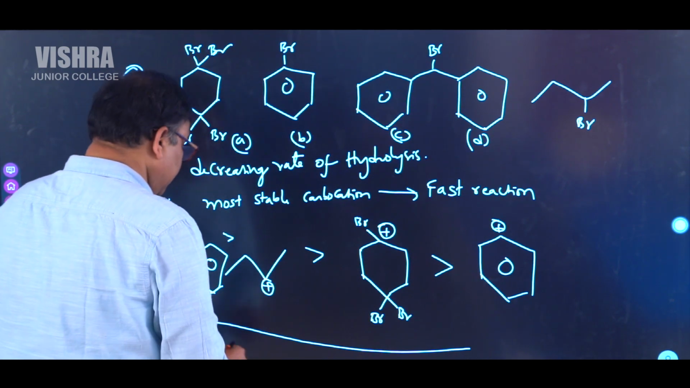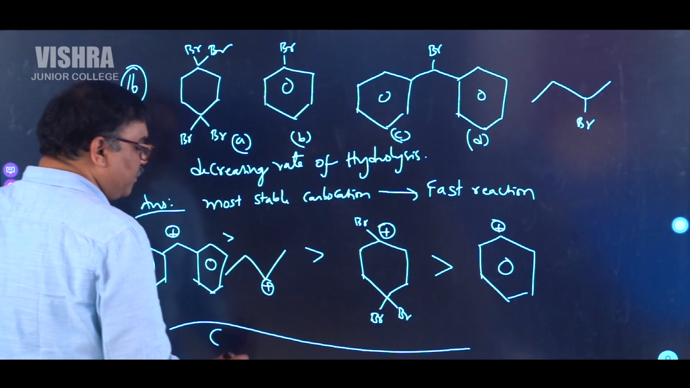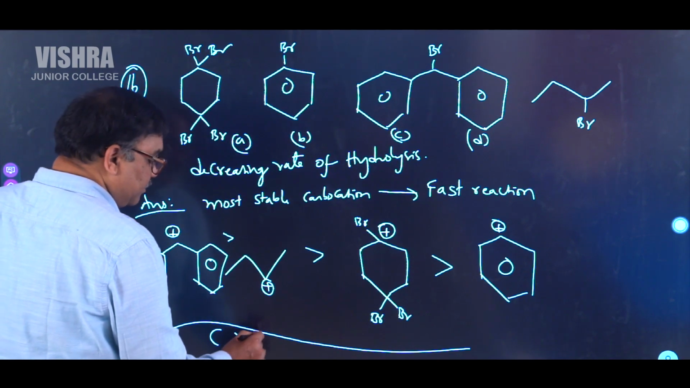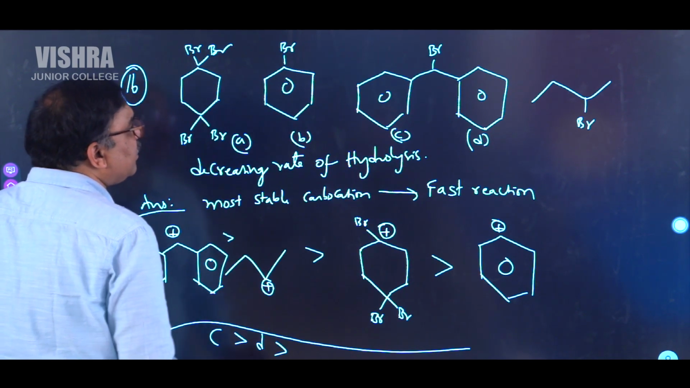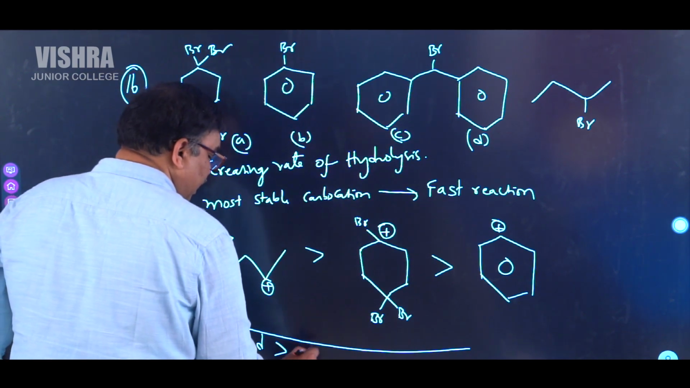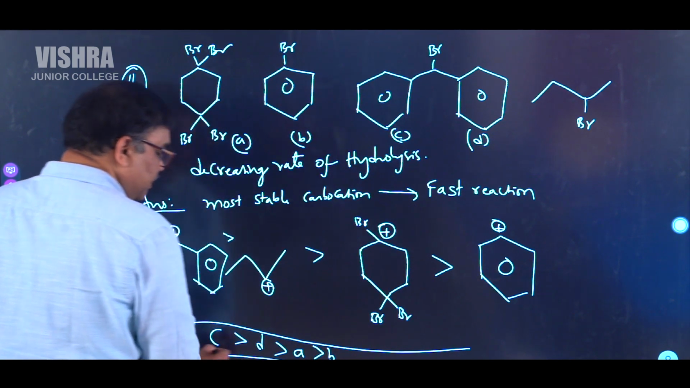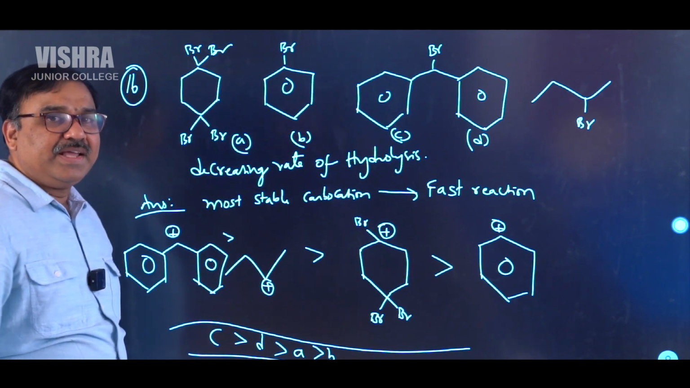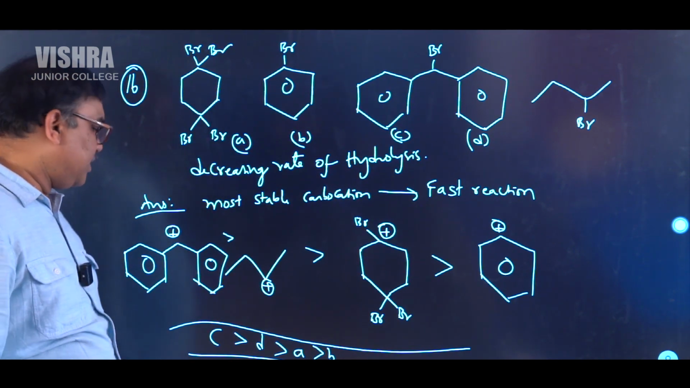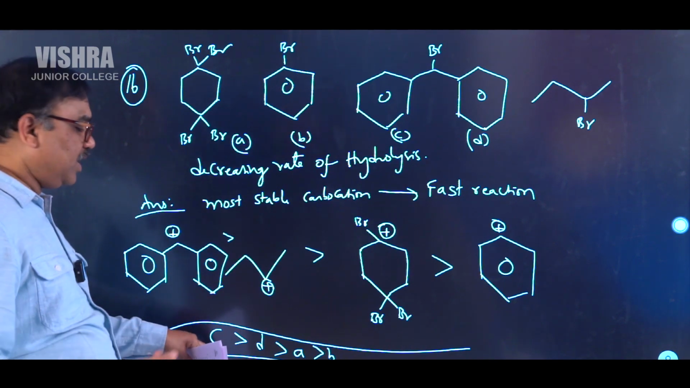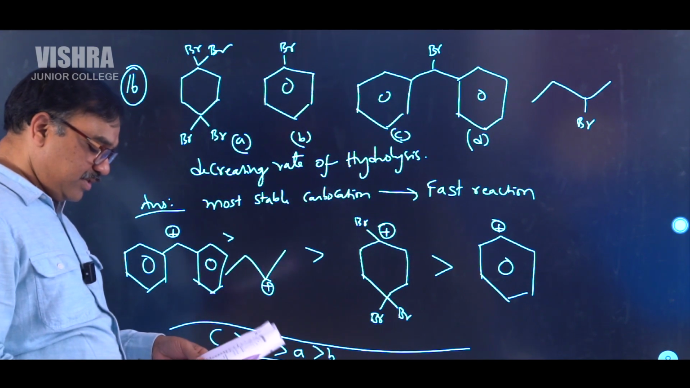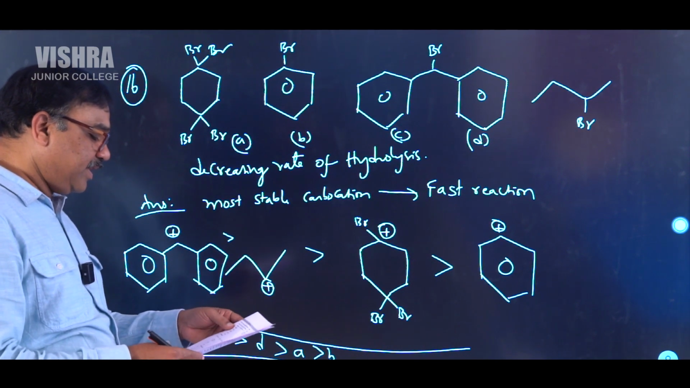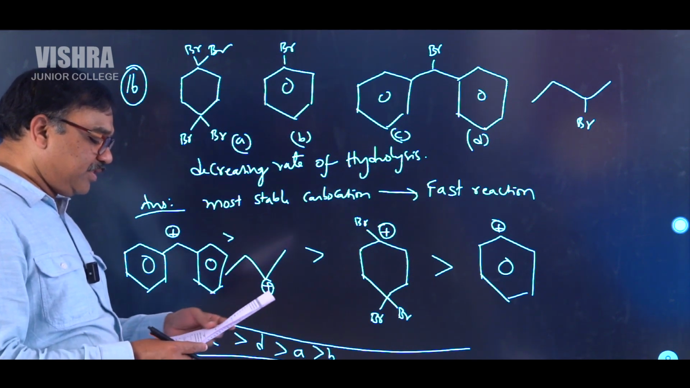This is the order. So what is the order? C is fastest, then comes D, then comes A, and last will be B. These are in decreasing order. This one is stronger. This one is least. So that is the order that we are explaining. So let's go to the 17th question.